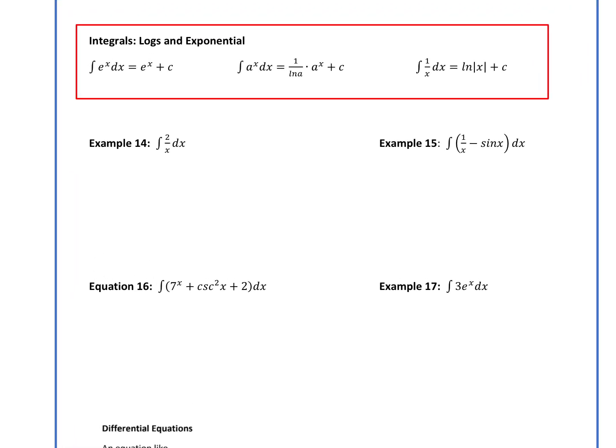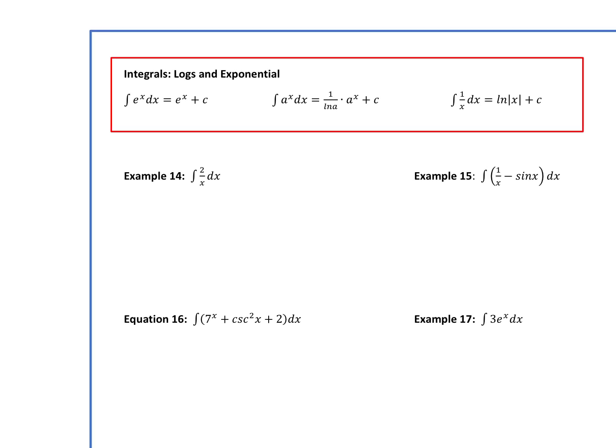All right, so now we're going to add some more to this. So we've done deriving e to the x. When we derive e to the x, you get e to the x. So when we integrate e to the x, you get e to the x. All right, so pretty easy. It's the easiest one, okay?